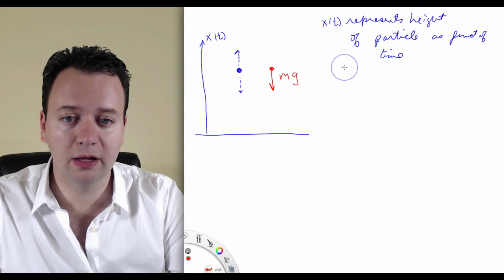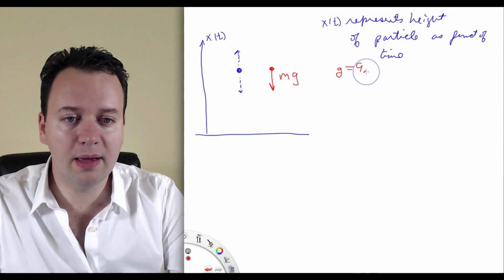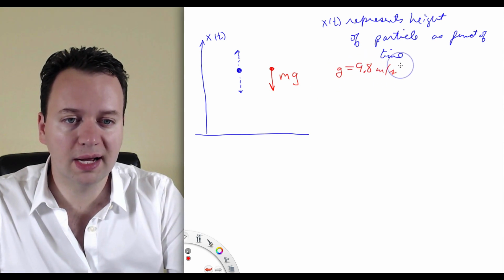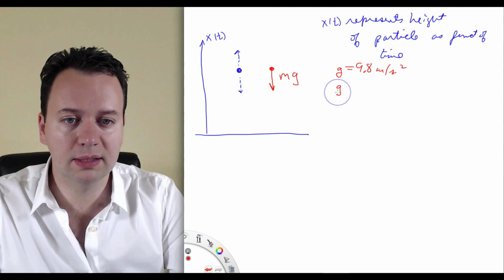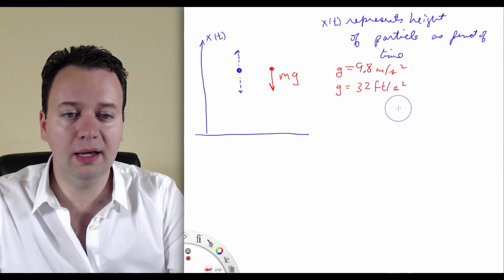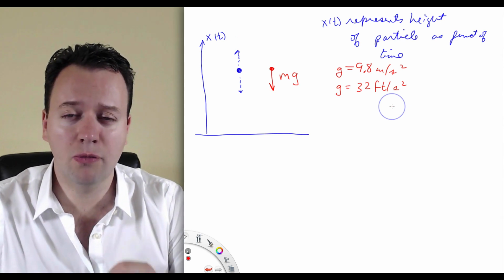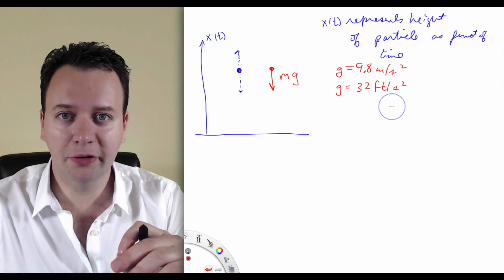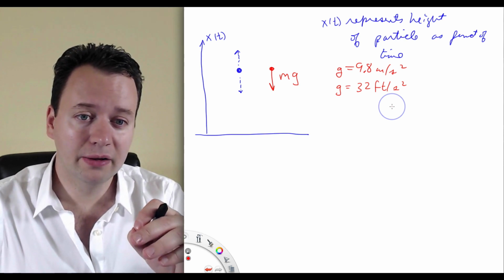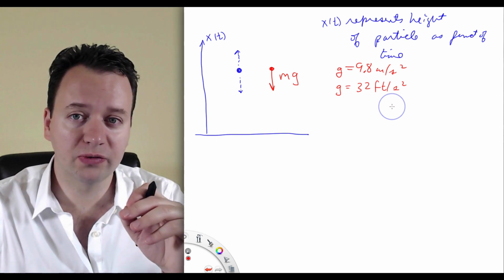the gravitational acceleration. So g is equal to 9.8 meters per second squared in metric units, and it's equal to 32 feet per second squared in English units, which means that for every second of motion, 9.8 meters per second is added to the particle's velocity.